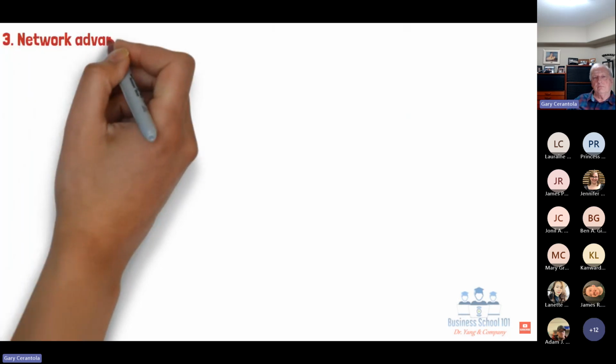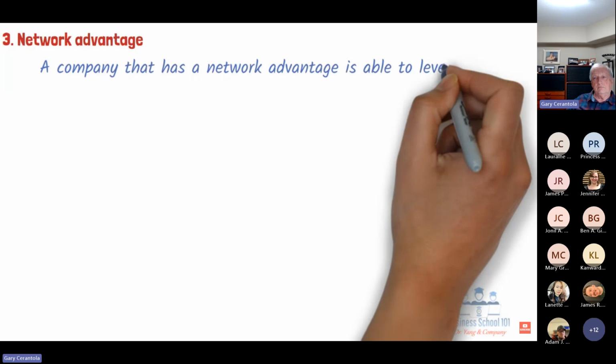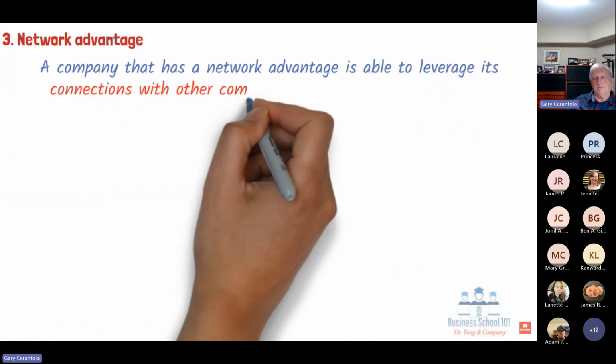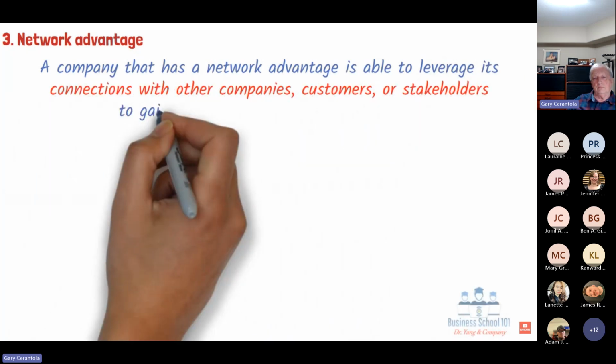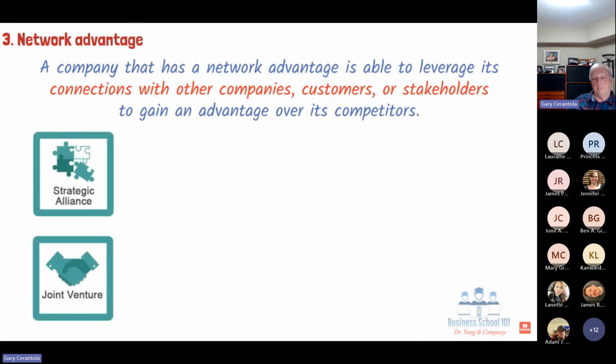Section 3. Network advantage. A company that has a network advantage is able to leverage its connections with other companies, customers, or stakeholders to gain an advantage over its competitors. This can be accomplished through strategic alliances, joint ventures, or partnerships that allow the company to access new markets, technologies, or resources. Here are two examples.